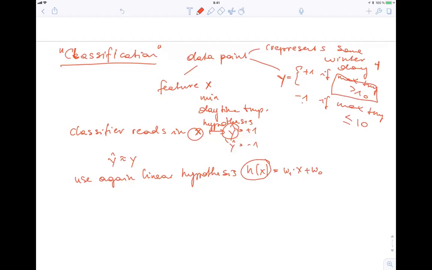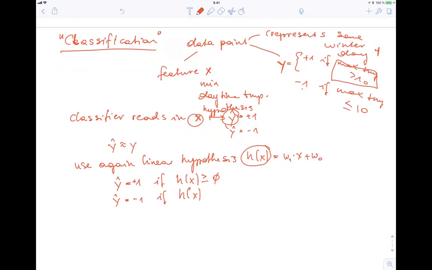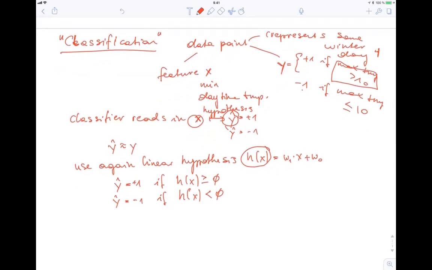I mean, we could say for a given linear hypothesis, we obtain the predicted label equal to plus one if this hypothesis is larger or equal than zero, or we classify a data point as minus one if this linear hypothesis is smaller than zero. So what's the point? Why do we use this linear hypothesis and not directly look for a map that takes the feature, so this X, as input, and outputs either plus one or minus one?